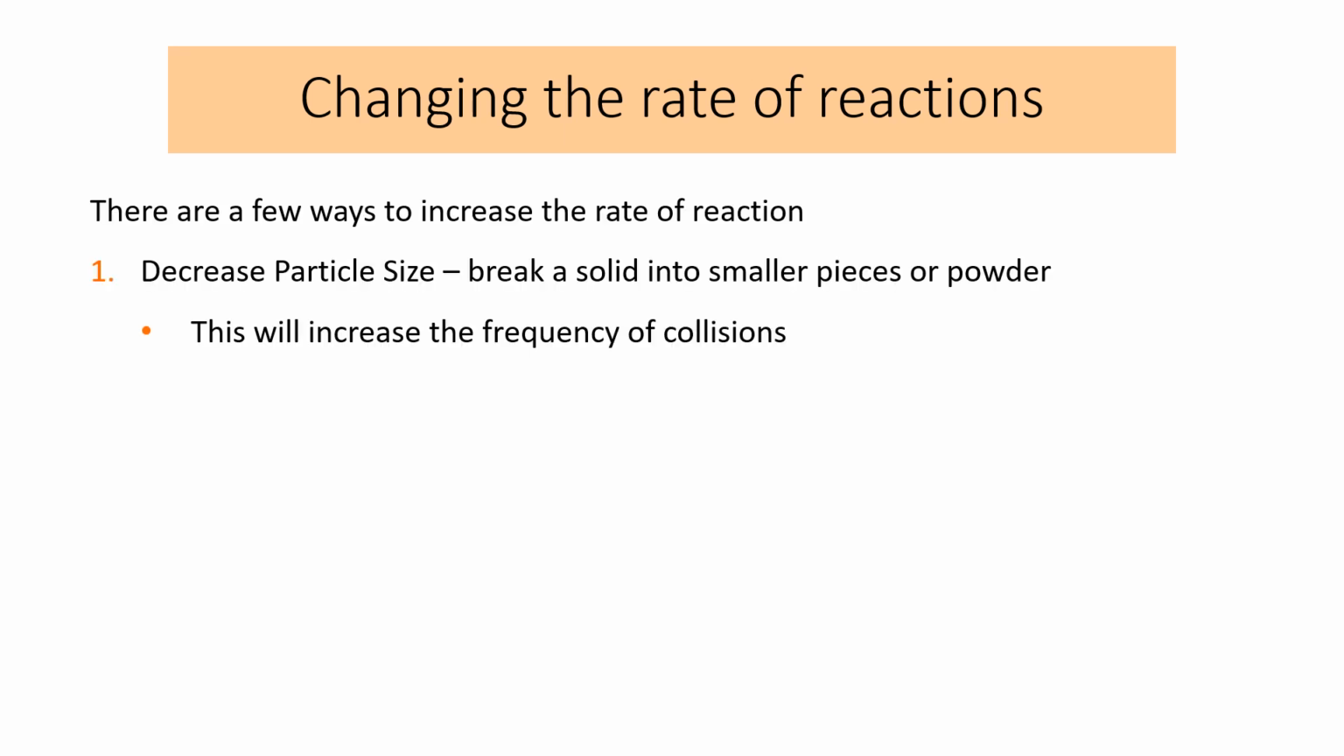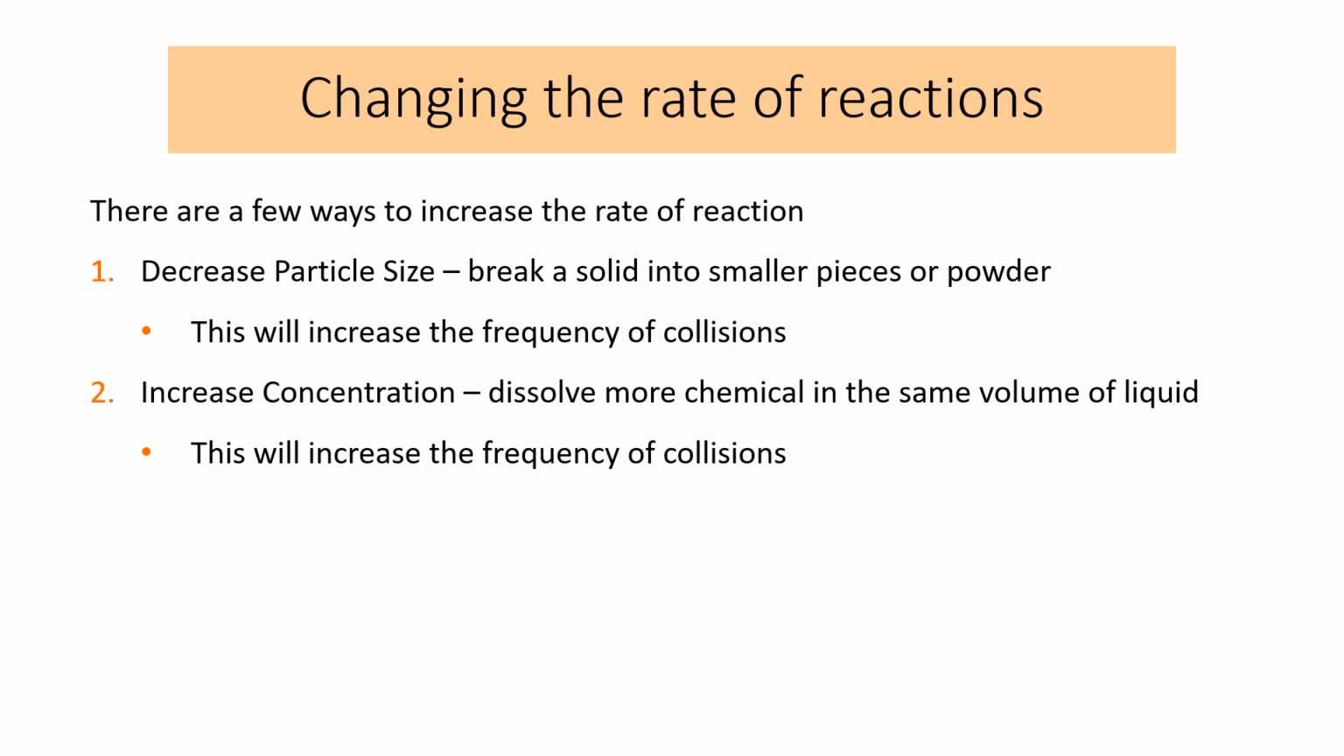The first one is to decrease the particle size. Decreasing the particle size means taking a solid and breaking it into smaller pieces, or in the best situation, turning it into a powder. When you do this, there is more of the surface of the chemical exposed, and therefore there is more places for collisions to occur. So decreasing particle size will increase your frequency of collisions and increase the rate of reaction.